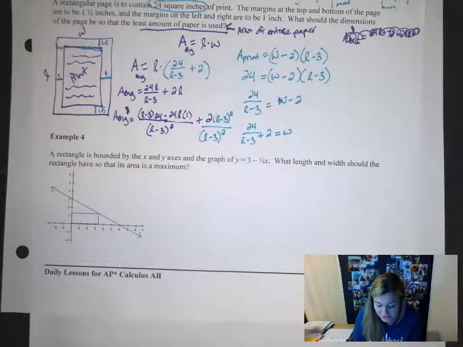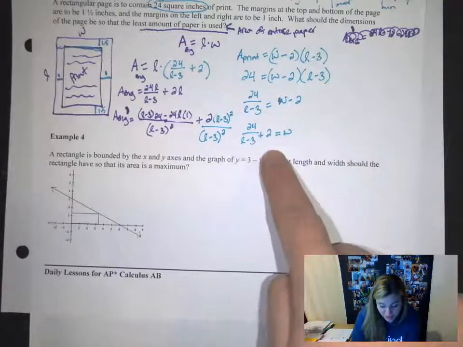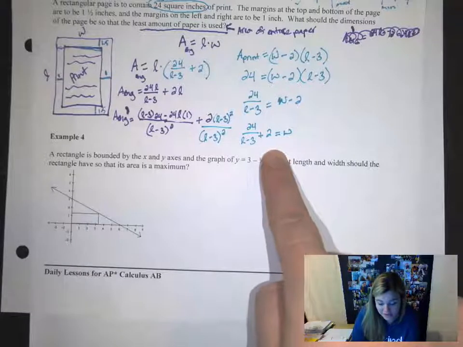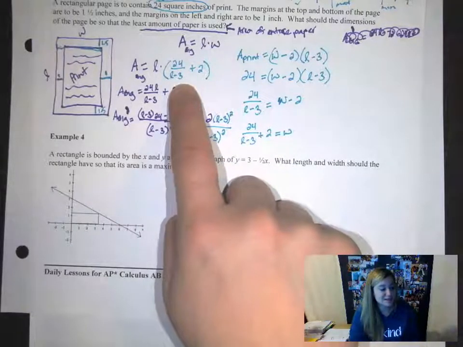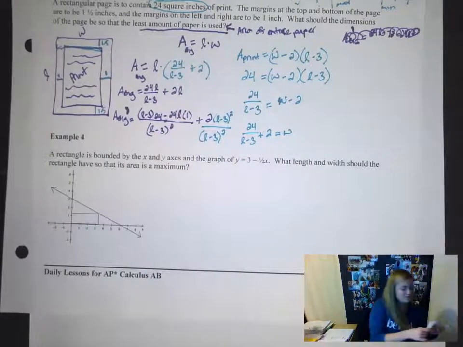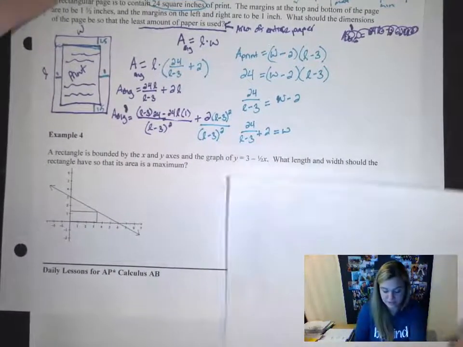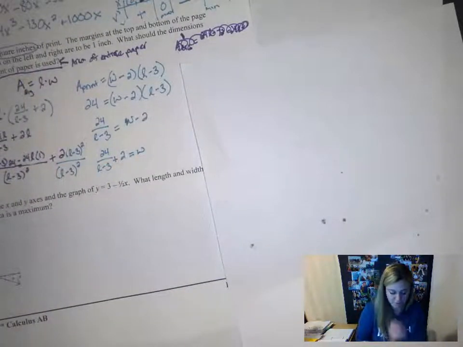So I've got kind of a big old mess right now where I solved this for W, the area of the print, and I said W is equal to 24 over L minus 3 plus 2, and then I'm going up here and putting this in for W. A lot of the issues after this just come from algebra. So I'm going to use this piece of paper that I used before so that I can extend my work a little bit, and I'm going to continue my work over here.